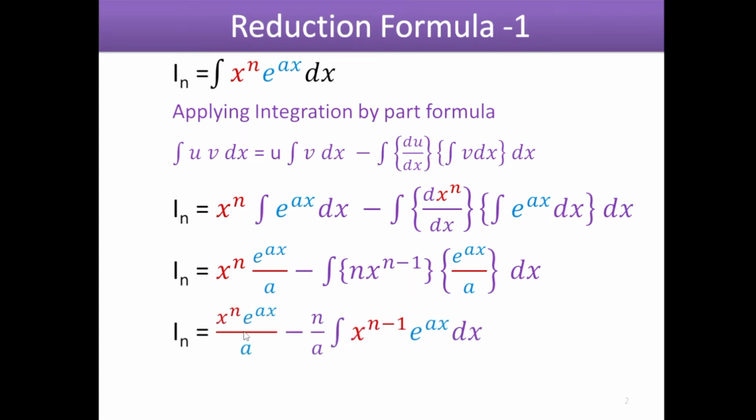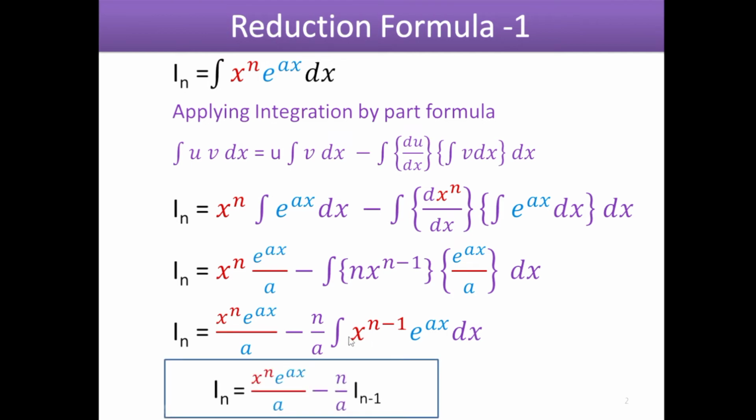We get x to the power n e to the power ax by a, minus the constant n divided by a comes out of the integral sign, and the remaining integration is x to the power n minus 1 e to the power ax dx. For the reduction formula, we have to compare this integral with the question. We denote the integral of x to the power n e to the power ax dx as I n. So in this integral, x to the power n minus 1 e to the power ax dx, the degree of x is reduced, so we can denote this integration as I n minus 1.